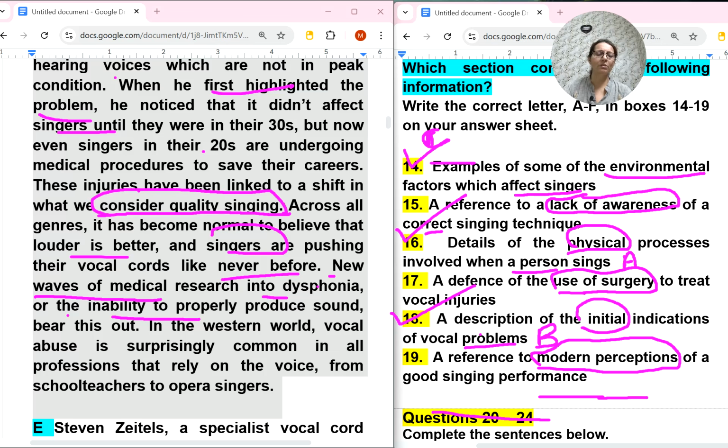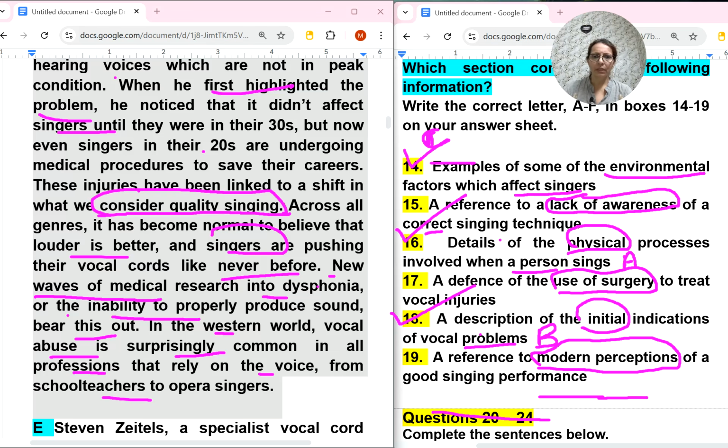Now, a defense of the use of medical surgery to treat. So treatment is not there. New waves of medical research into this, or the inability to properly produce sound, bear this out. In the Western world, vocal abuse is surprisingly common in all professions that rely on voice, from school teachers to opera singers. So this we have selected.